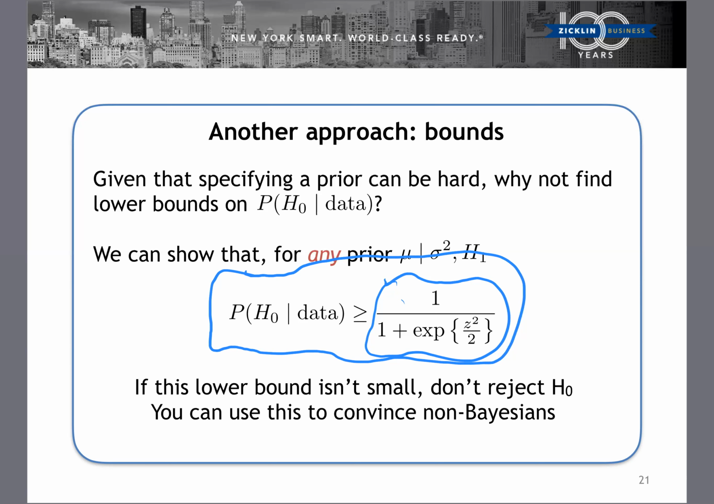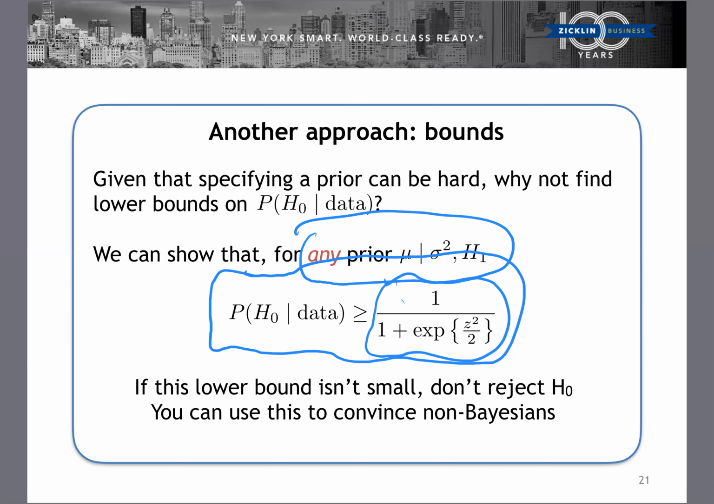And with that goes a way of operating, which is that if that worst case probability is not small, right? So if you think that there's at least a 40% chance that the null is true under the worst possible circumstances, which are probably not going to happen, then you should not be rejecting the null. Because even in the worst case, the null has a sizable probability of happening. So this is a bound over any prior distribution.